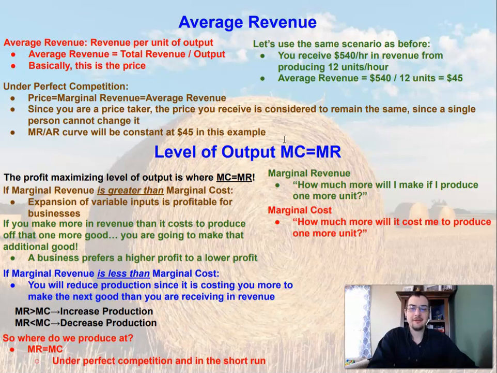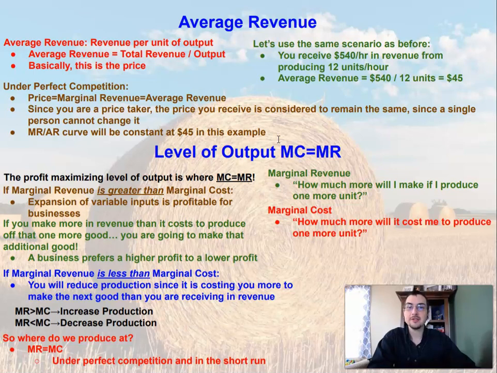Next, let's talk about average revenue. So before we even get too much into it, I want you to stop and think, how would you calculate average revenue? So whenever we calculated marginal cost, we took the total cost divided by output. Marginal revenue was equal to total revenue divided by output.